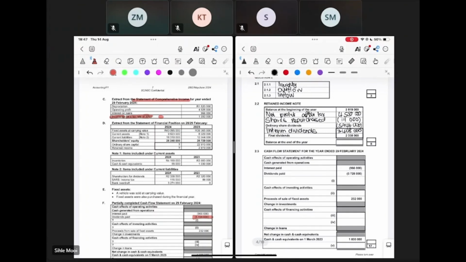Okay, so now we can calculate what our balance at the end of the year will be for our retained income. So we take 2,819,000 plus 4,550,000 minus 111,000 minus 5,746,000, and that will give you 1,512,000. Okay, now you're done with your retained income note.